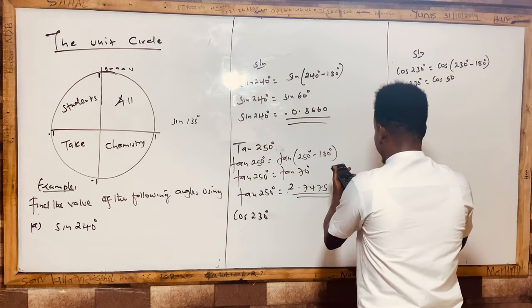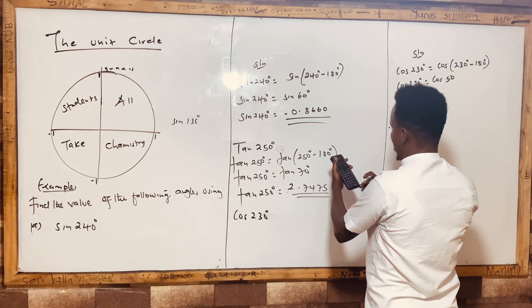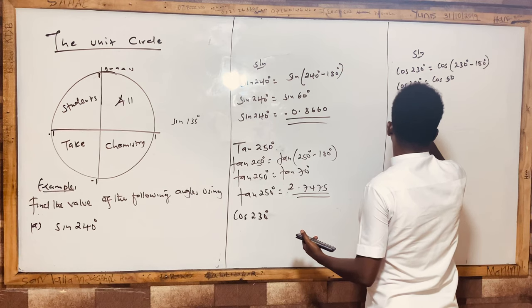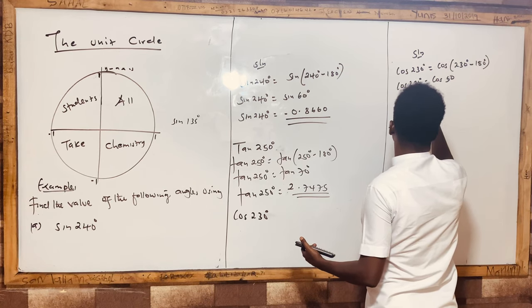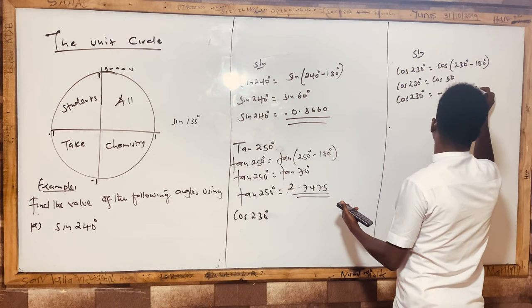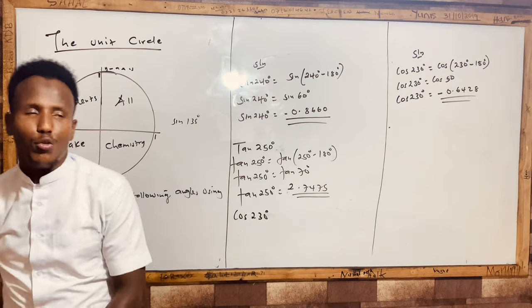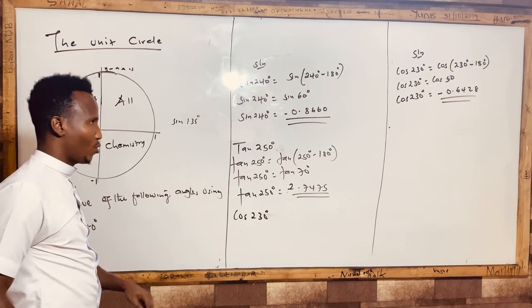And bear in mind that cos is negative in the third quadrant, please. Understand? Okay? So I'll say cos 50. That will give me now cos 230 degree is equal to negative 0.6428. This is the final answer for your information when you're working in the third quadrant.